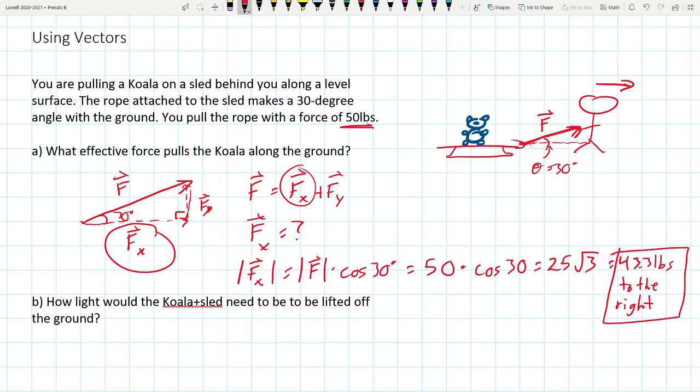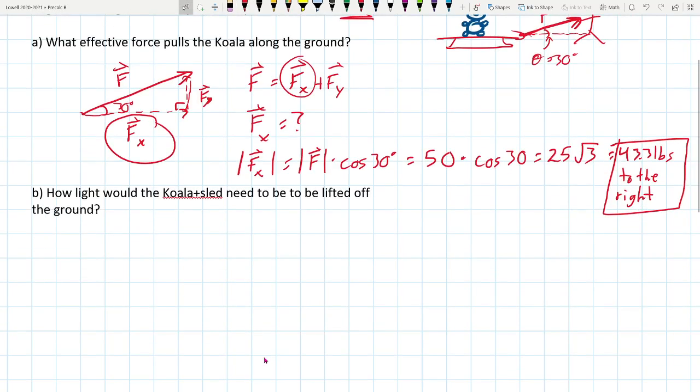Alrighty, so the follow-up question is, in theory, if you were pulling this rope hard enough, the koala and the sled would leave the ground, right? So let's think about this. What's going on is your force is lifting the koala up a little bit, right? So again, here's the koala. I'll draw in blue.